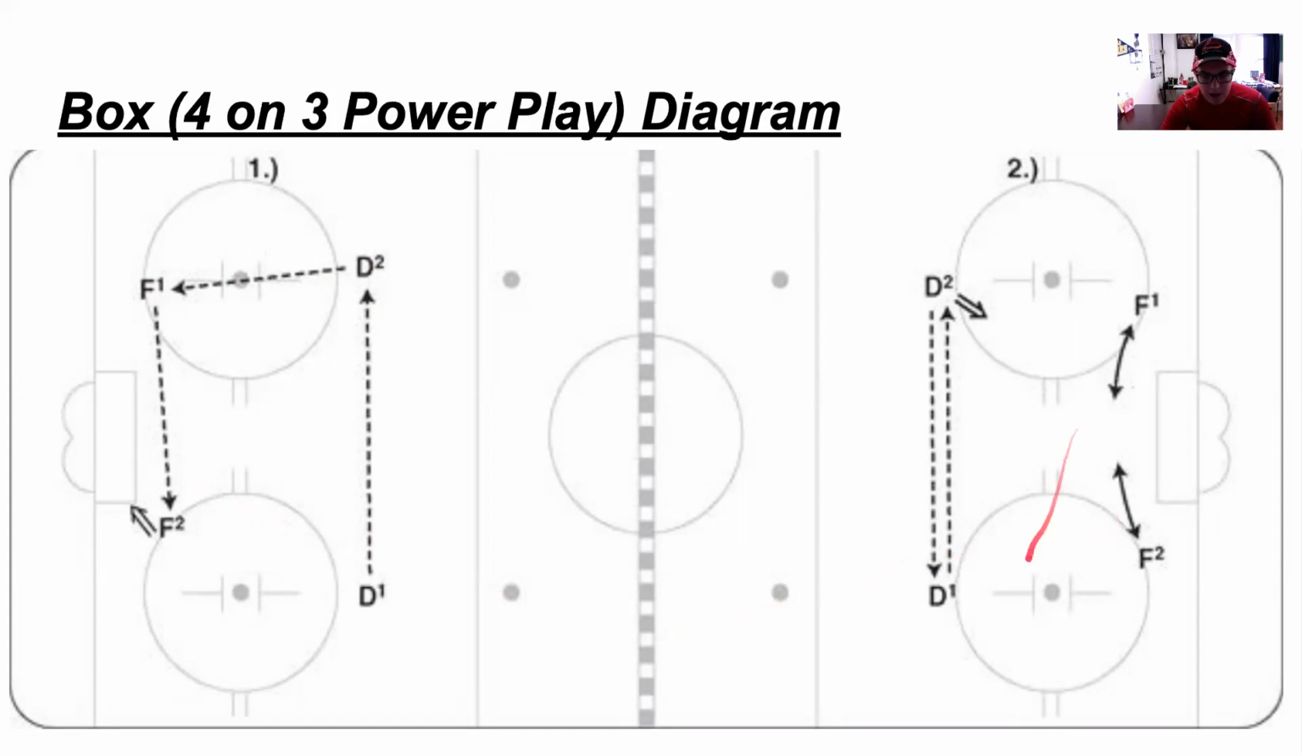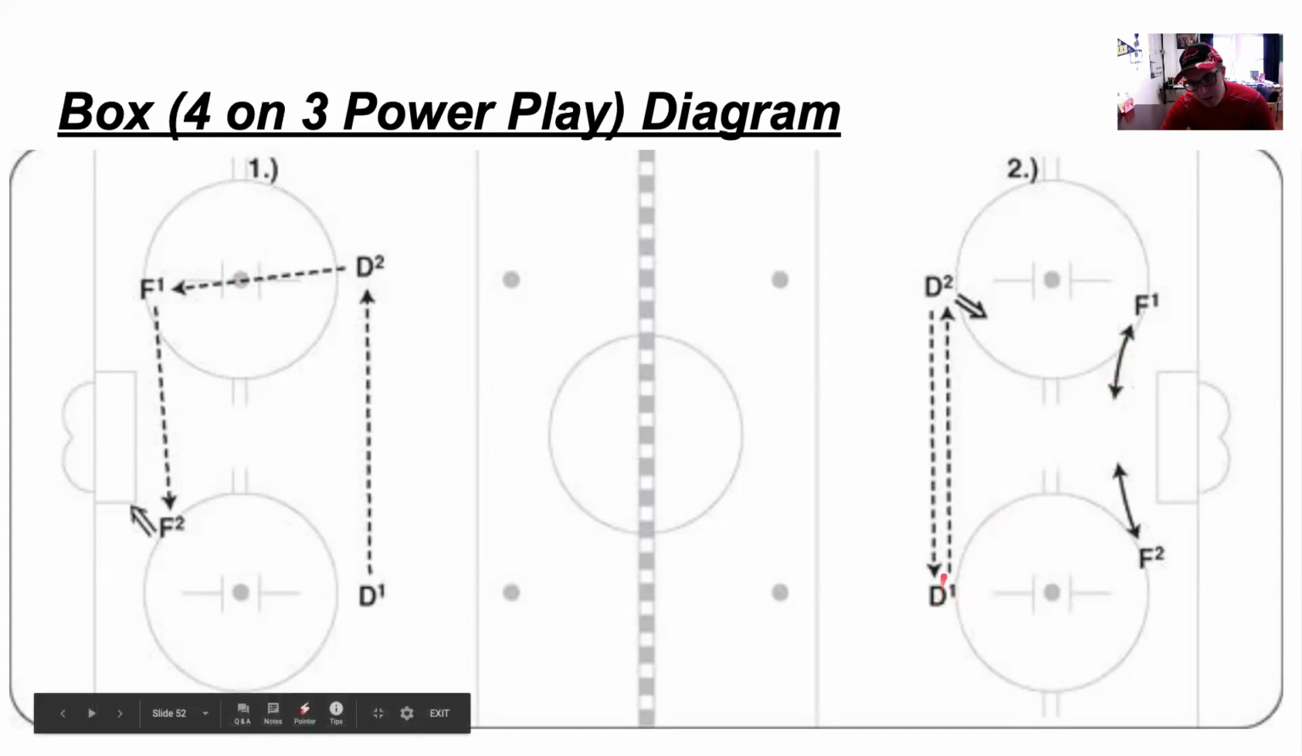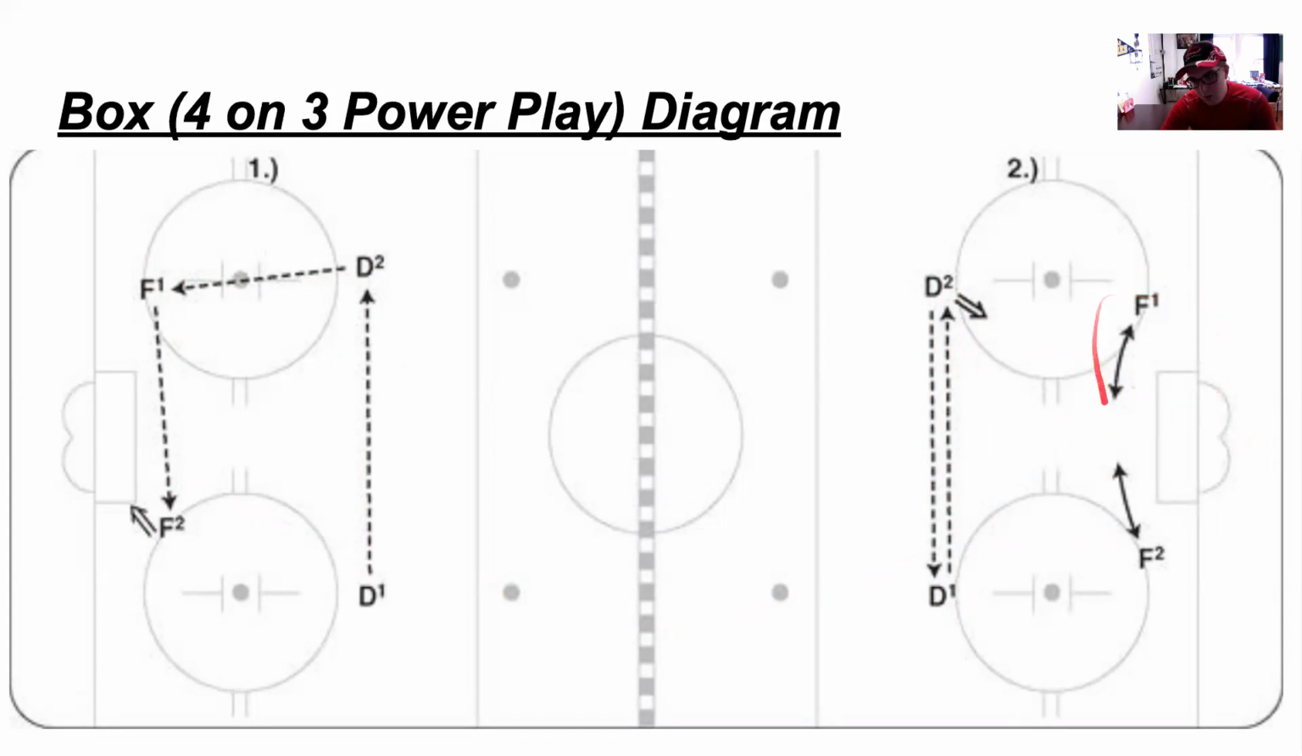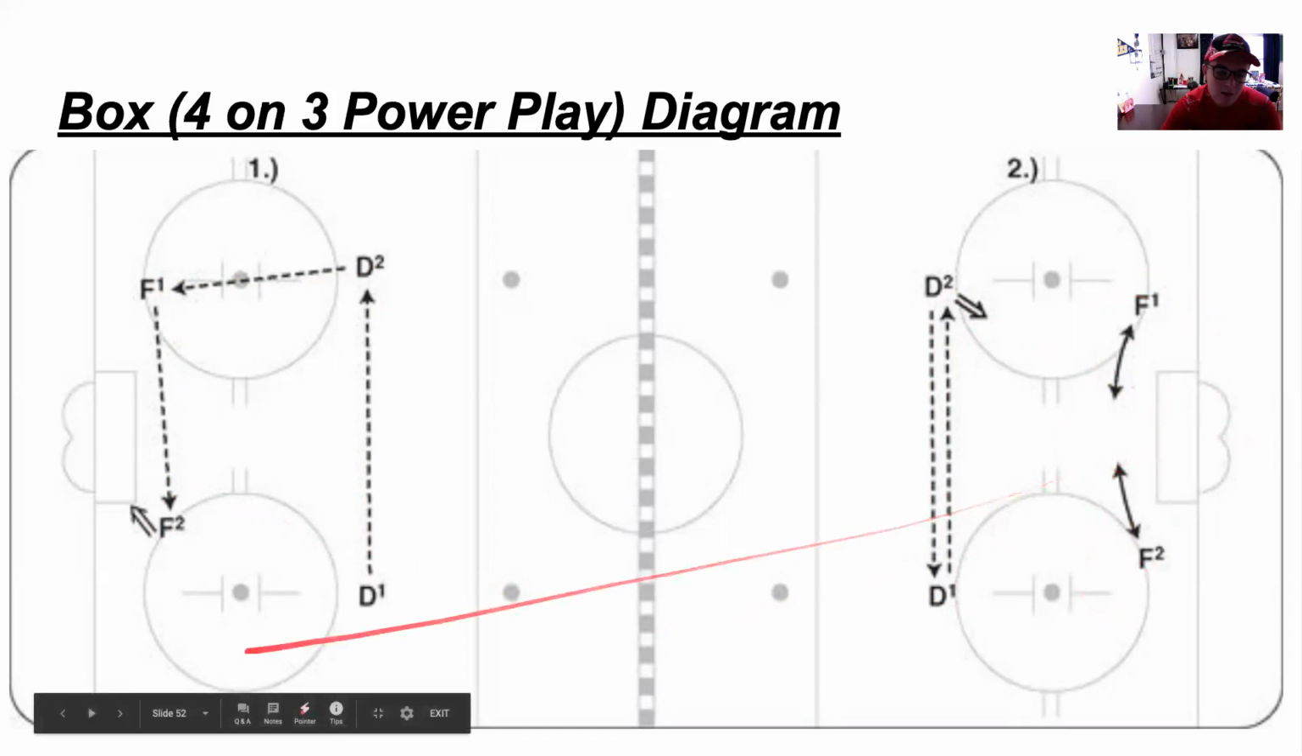Now, D2 will pass up to D1. D1 will make that pass back to D2, and D2 will make the shot in both scenarios. We have F1 and F2 in front of the net looking for that rebound.